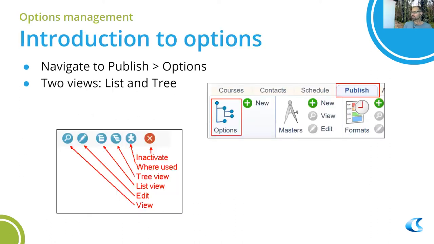Okay, so options are found under the Publish tab and then in the Options button. There are two views: the list view and the tree view. And when you look at the list view, you get the following sort of actions.